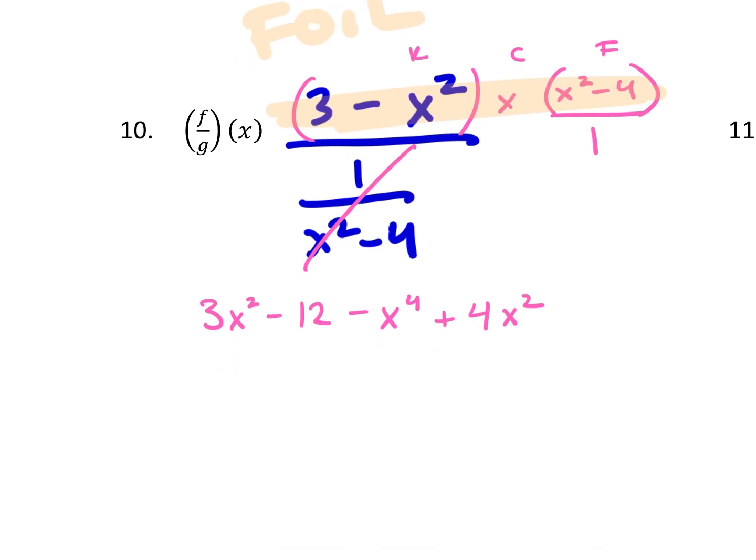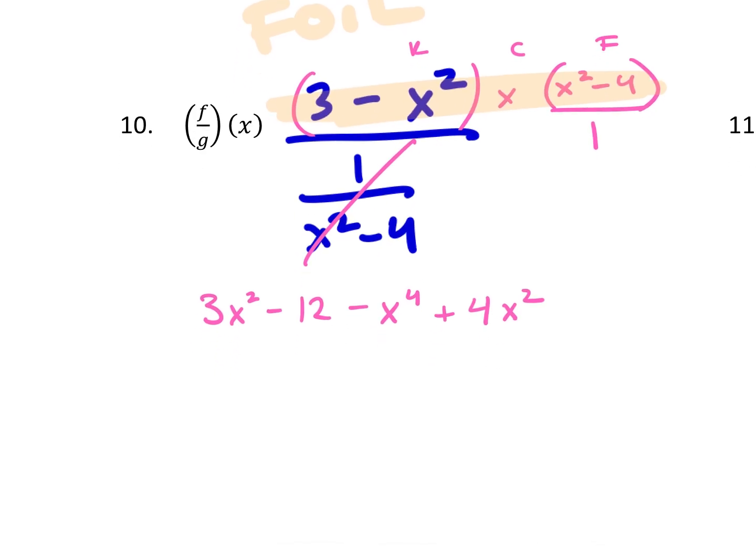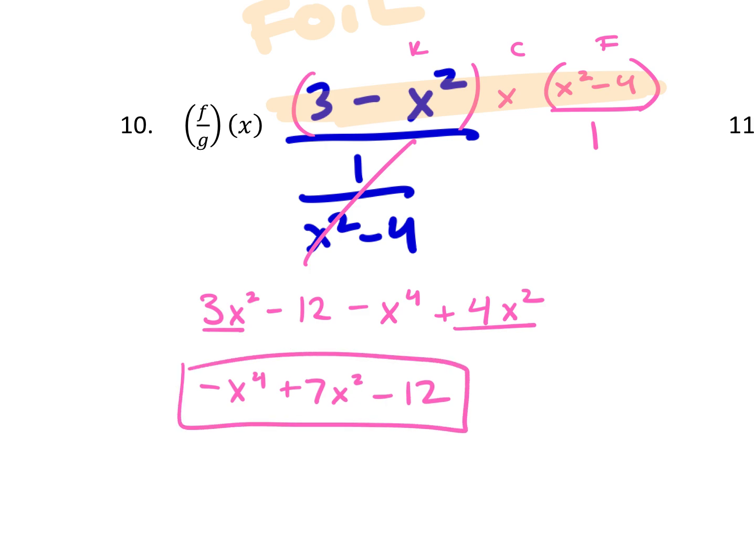What do you think we have to do next? Combine like terms. So negative x to the 4th power. We have 3x squared plus 4x squared would be 7x squared minus 12. That is our answer. Don't have to put over 1, because if you put something over 1, it's just the whole number.